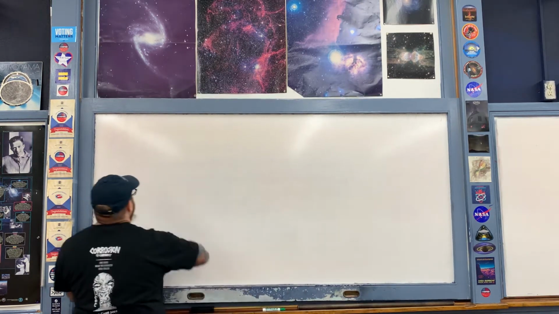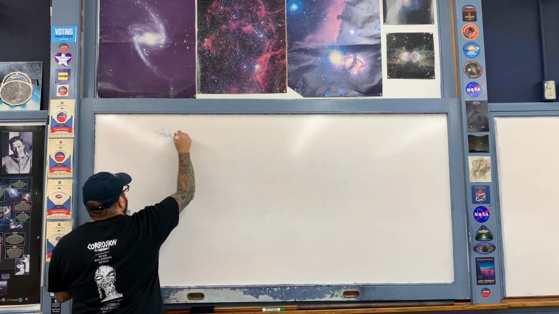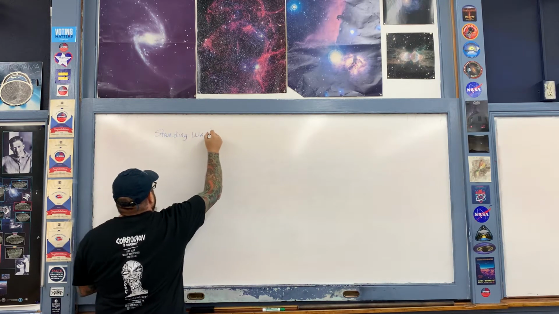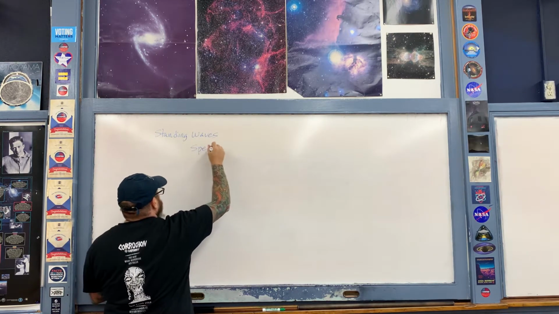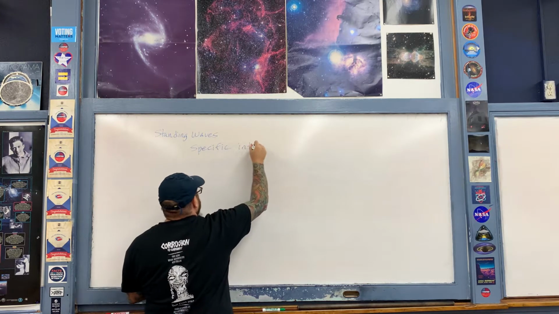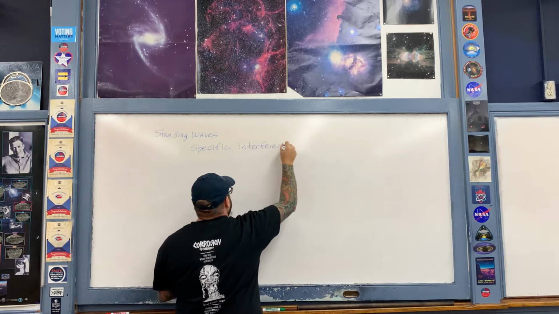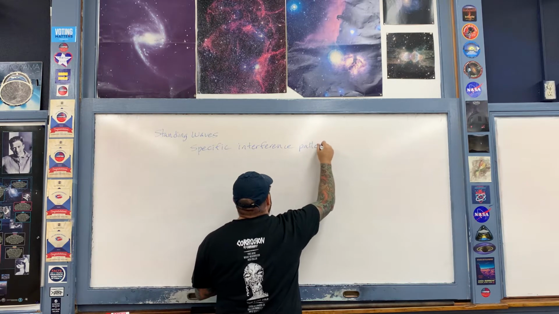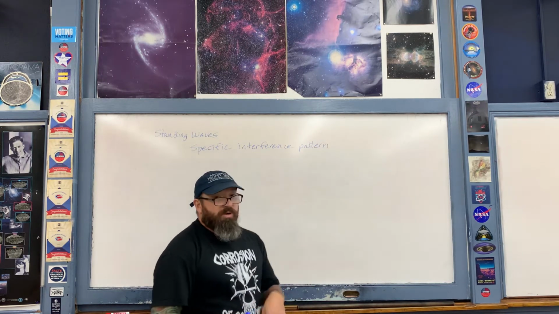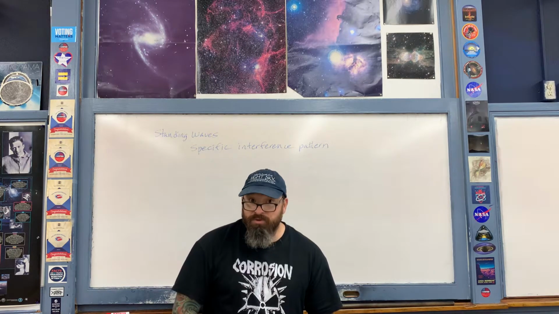In my previous video, I demonstrated standing waves for you. As we'll see in this lecture, there are some simple mathematical patterns that arise when describing standing waves. Standing waves are a specific type of interference pattern. And in this lecture, we want to run through the basic mathematics of those patterns.